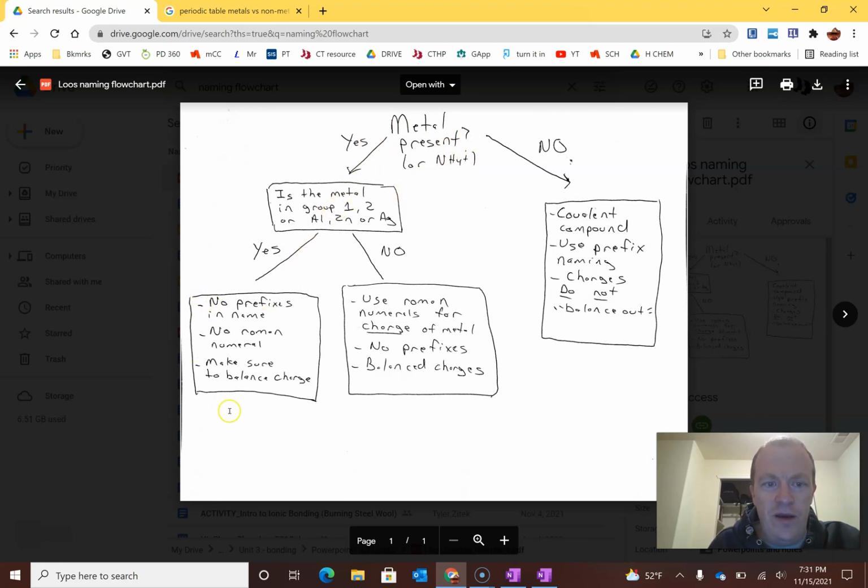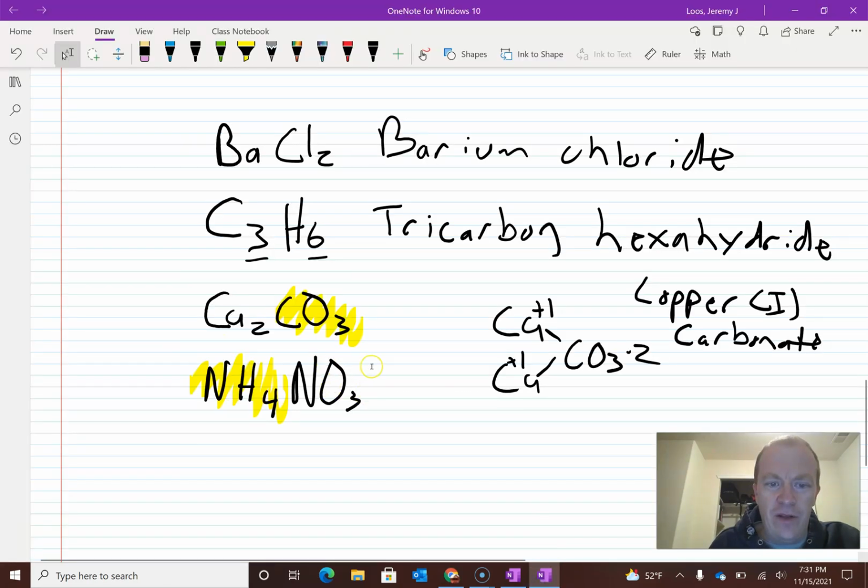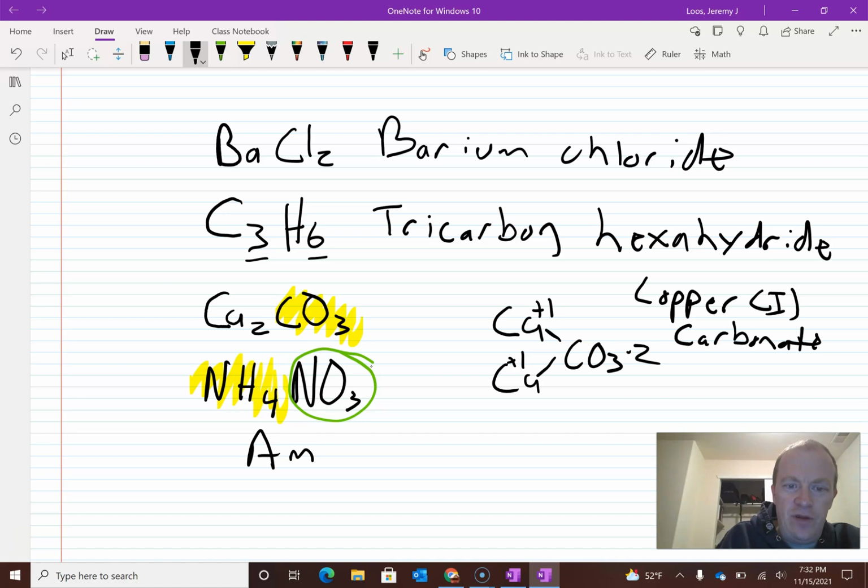So really, it's not super clear from the flowchart, but we're just going to name this straight up. That's called ammonium. The other part here is called nitrate. So this is two polyatomic ions stuck together. This is ammonium nitrate.